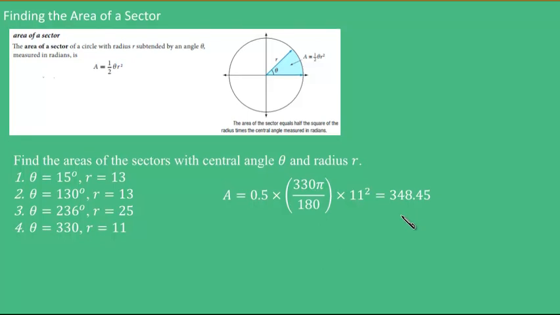And so that brings us to the end of this video. In the next video, we'll start looking at what is more traditionally known as trigonometry. We start looking at sine and cosine and tangent.